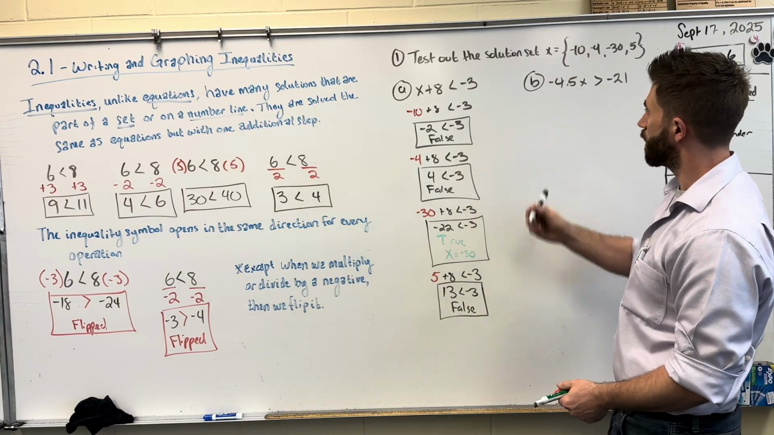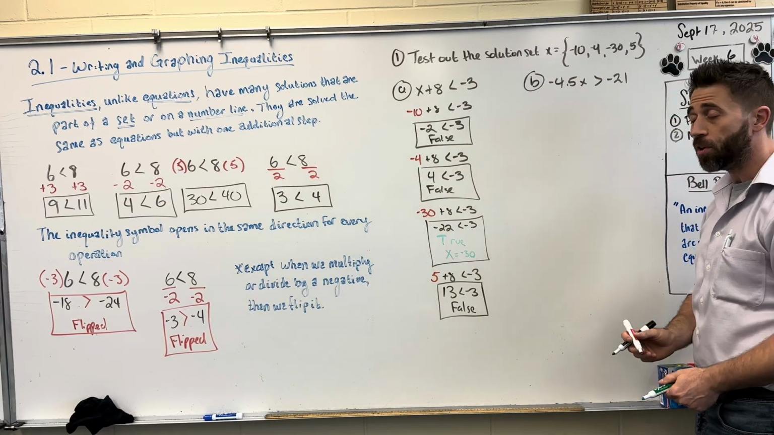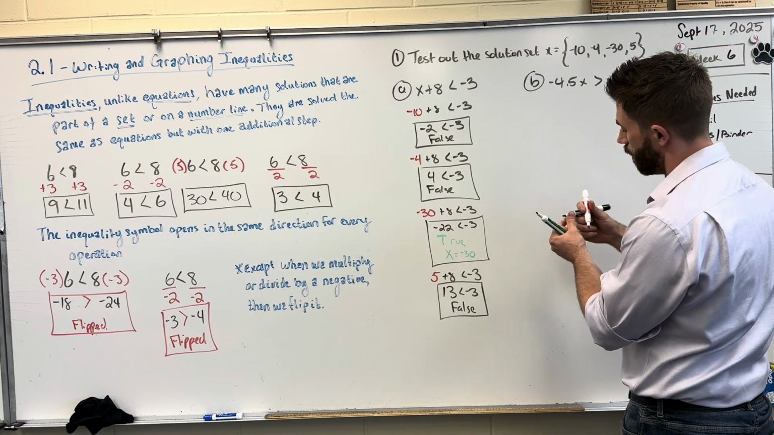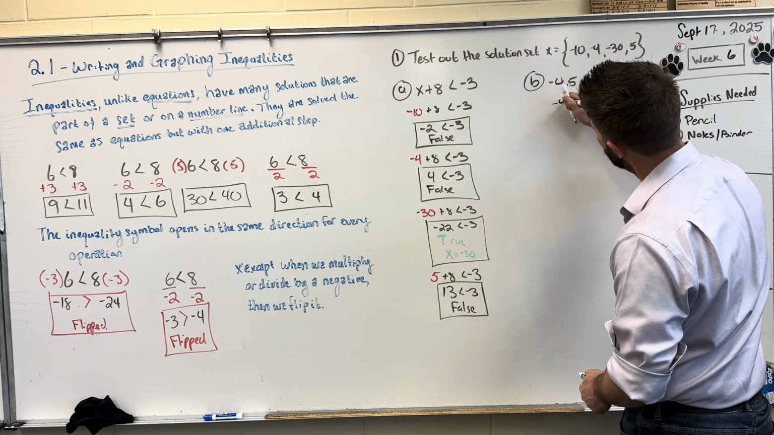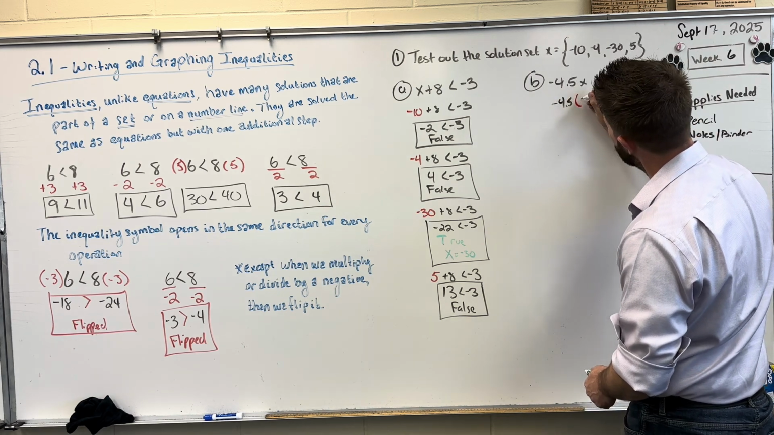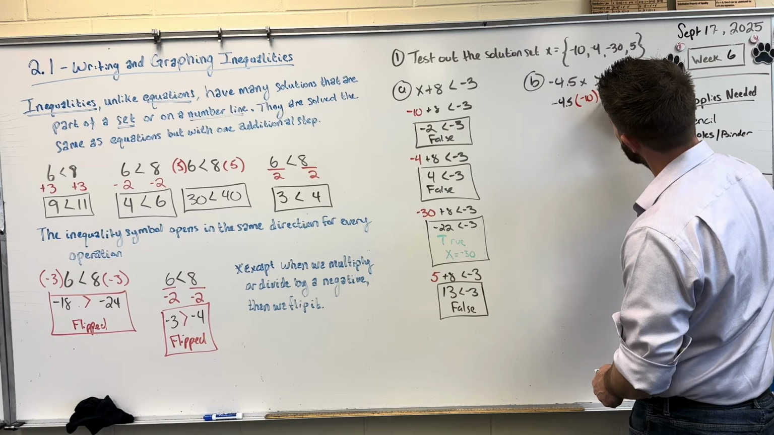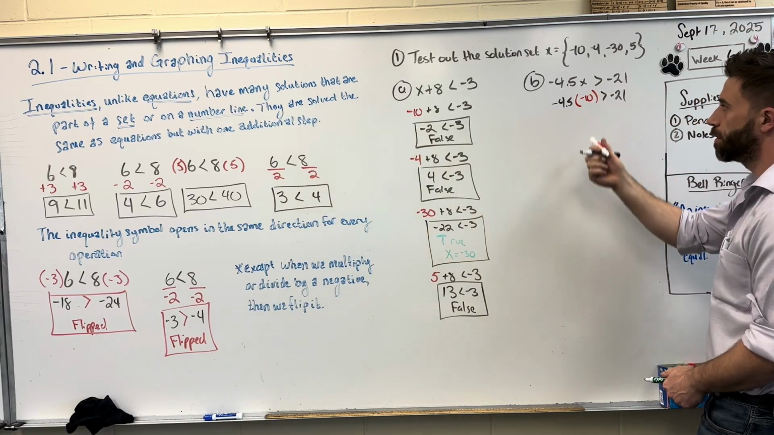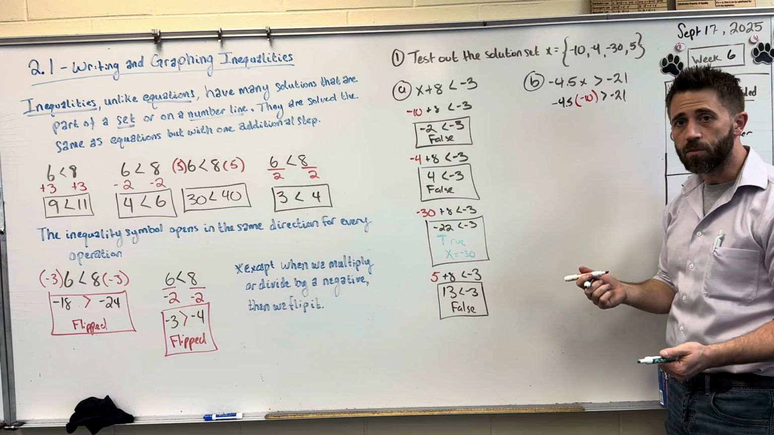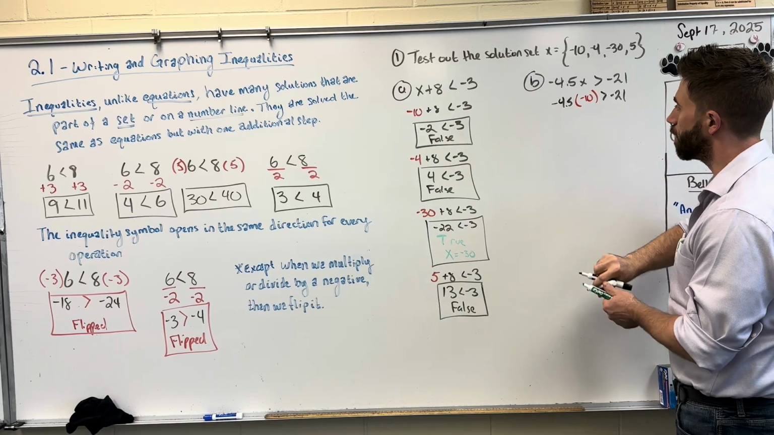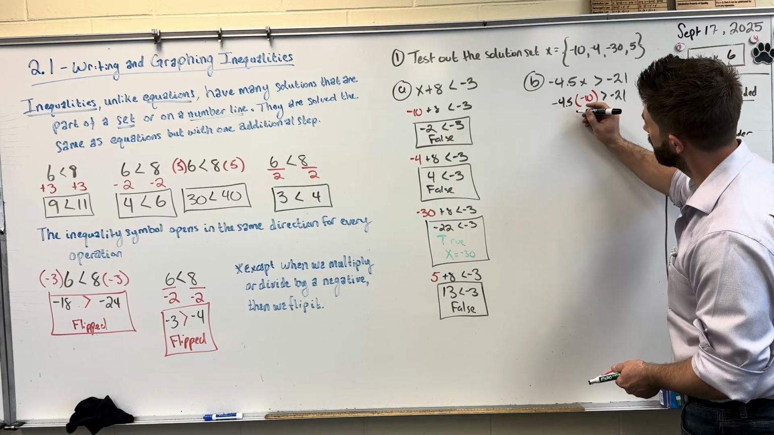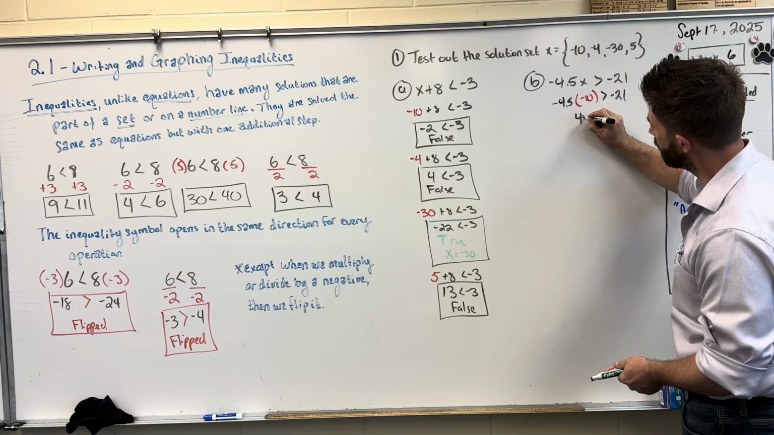Let's try the same thing over here. Again, all we're doing is we're plugging in values. So I'm going to say, hey, negative 4.5 times negative 10 is greater than negative 21. Okay. When I multiply by a 10, all I do is I move the decimal by one spot, so that's going to be a 45. So I've got a, let's see, negative negative makes a positive, 45.